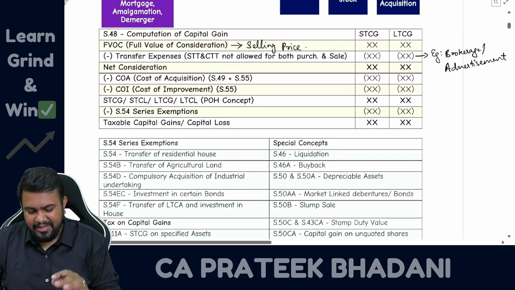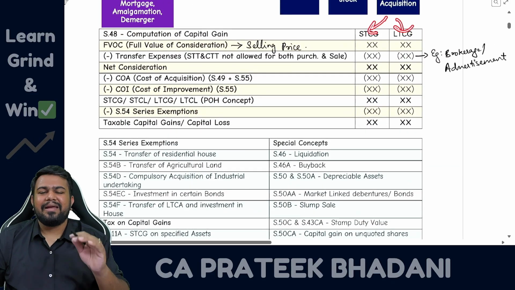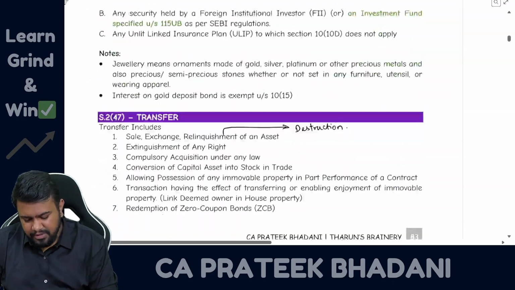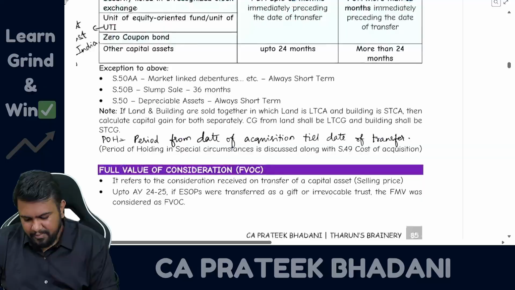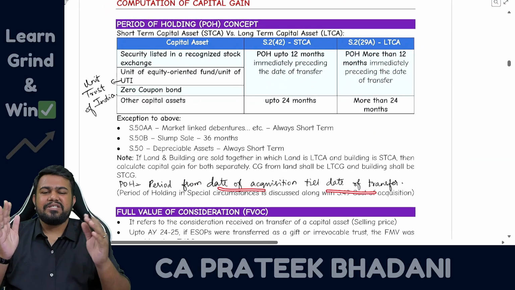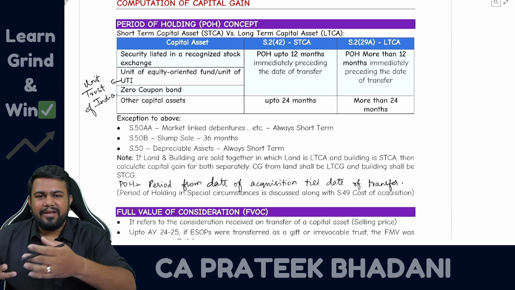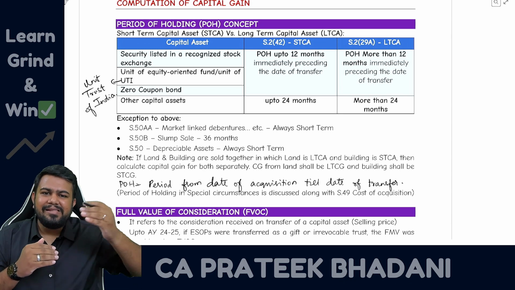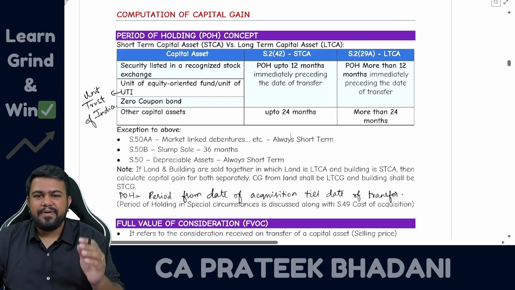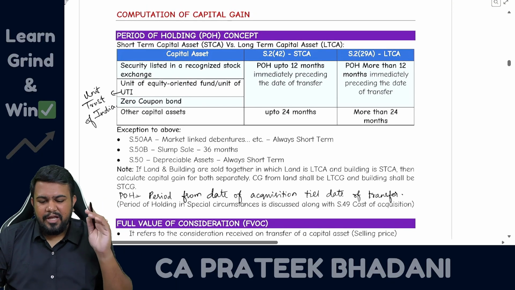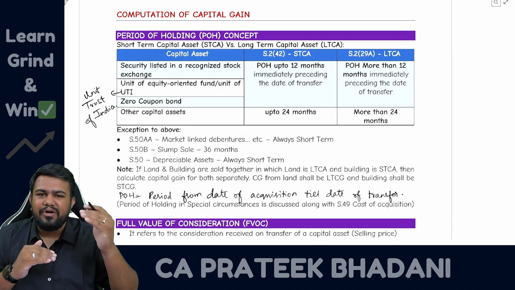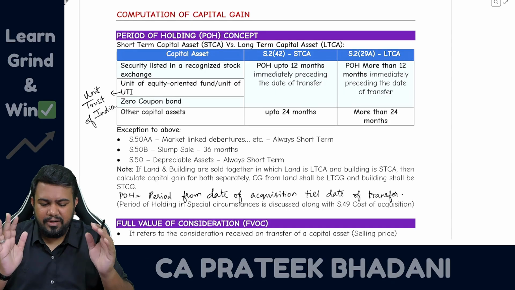Now let us see firstly the difference between short term capital gain and long term capital gain. That is based on the period of holding concept, Kanna. So what is this period of holding concept? Period of holding concept means very simple. The date of acquisition till the date of transfer is called period of holding. So when you purchase the asset, from that date till the date of sale of asset will be considered as period of holding. This period of holding can be short term also, it can be long term also. If period of holding is short term, then the asset is considered as short term capital asset. If period of holding is long term, then the asset is considered as long term capital asset.